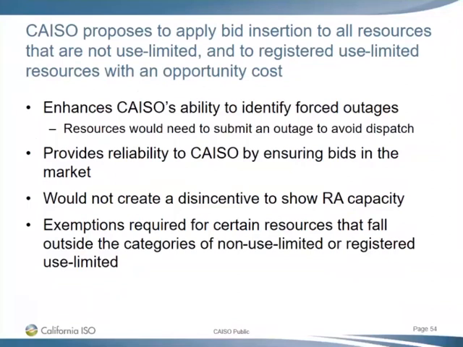By maintaining bid insertion, it would also enhance the CAISO's ability to identify forced outages, because resources would need to submit an outage to avoid being dispatched by the CAISO. It also provides reliability to the ISO by ensuring that we do have bids in the market. It would also not create a disincentive to show RA capacity. We feel that this is one of the key principles in RA enhancements that we want to follow, which would be not to disincentivize showing RA capacity. And the other option where we got rid of bid insertion may have presented this scenario.